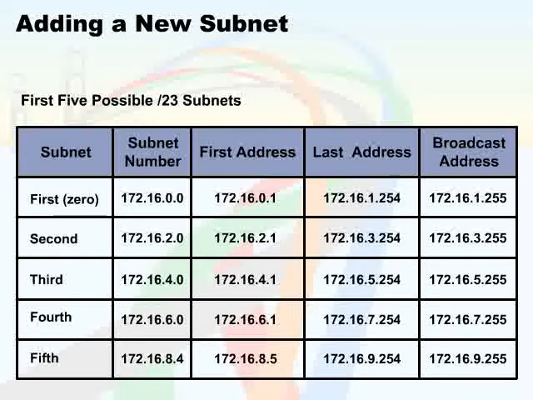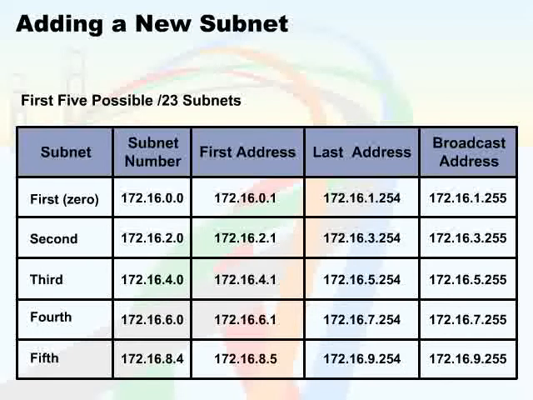Now, let's try to understand the addition of a new subnet to an existing design through an example. Consider a classful network of 172.16.0.0. Now, as part of step 1, we add a /23 subnet mask length to this design. Then, as part of step 2 and step 3, we find the possible /23 subnets with their subnet number, broadcast addresses, and range of addresses. A list of the first 5 possible /23 subnets is displayed on the screen.